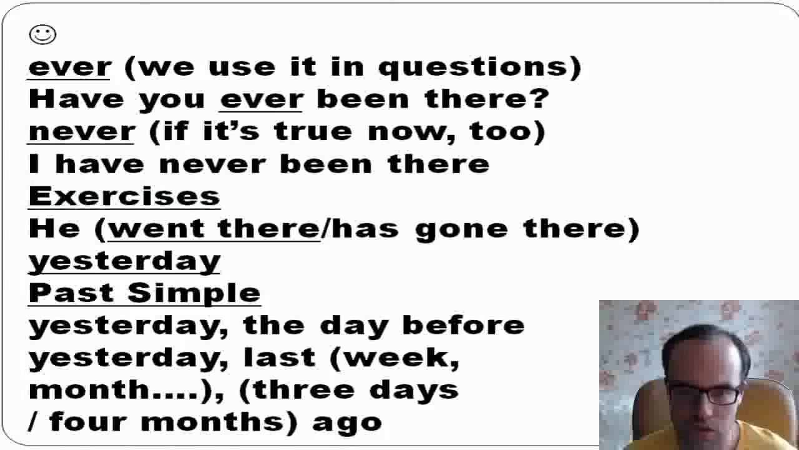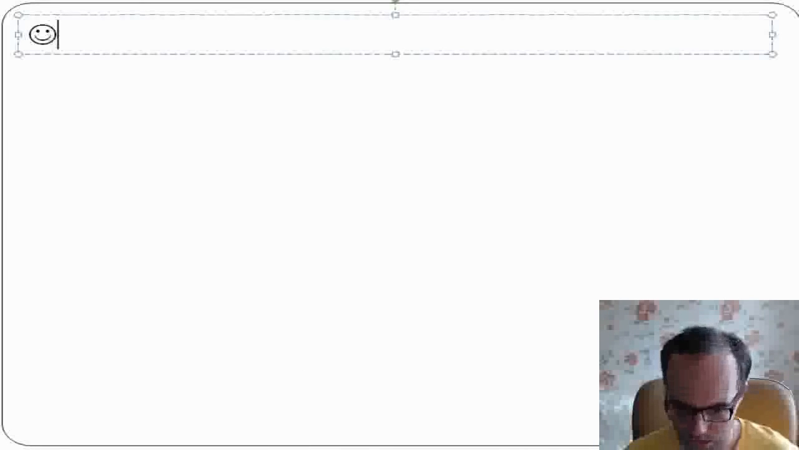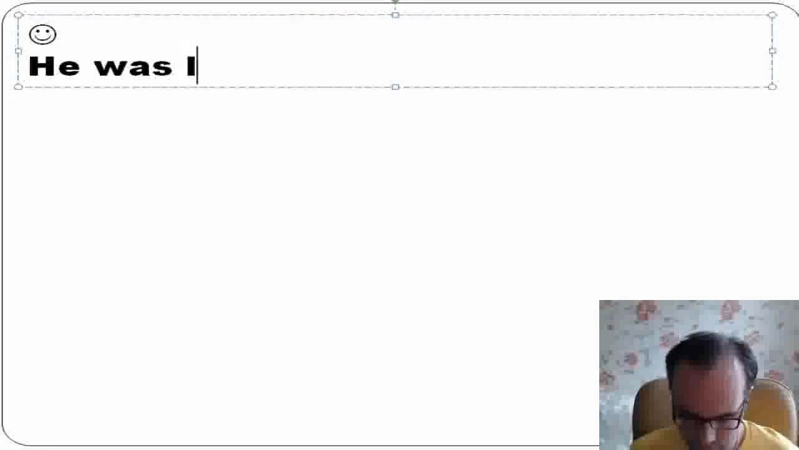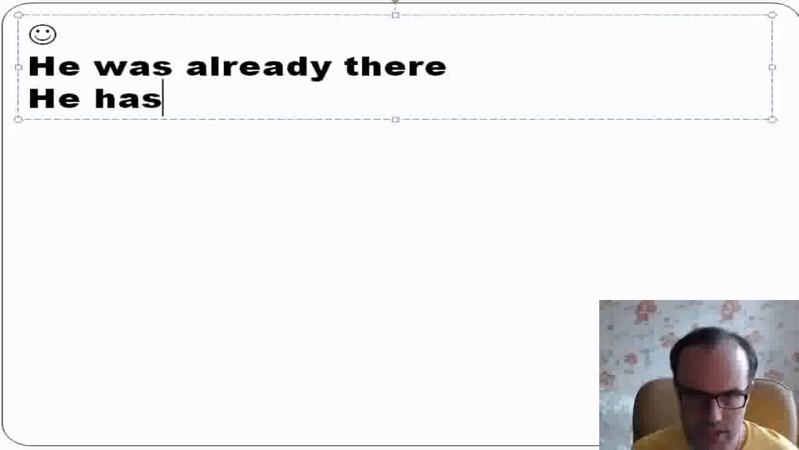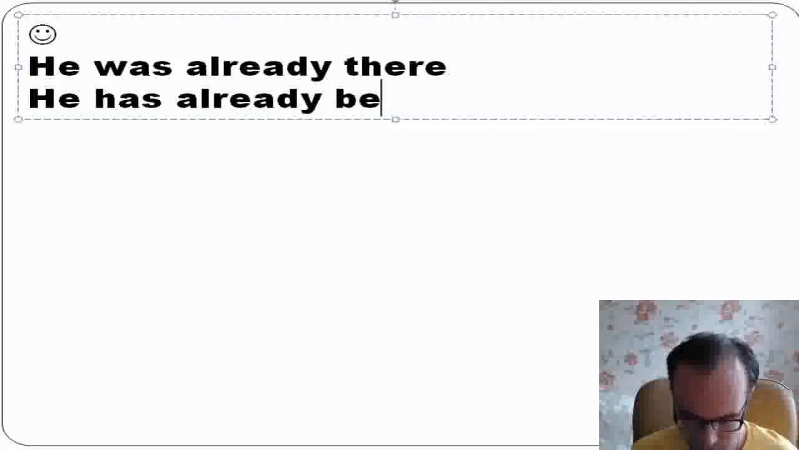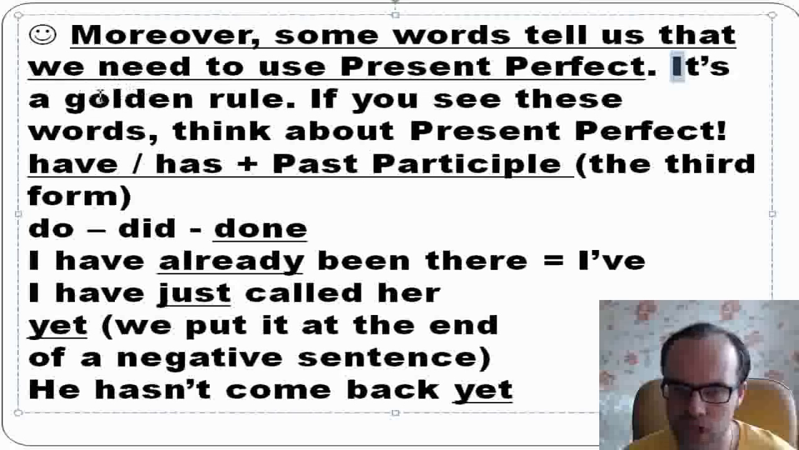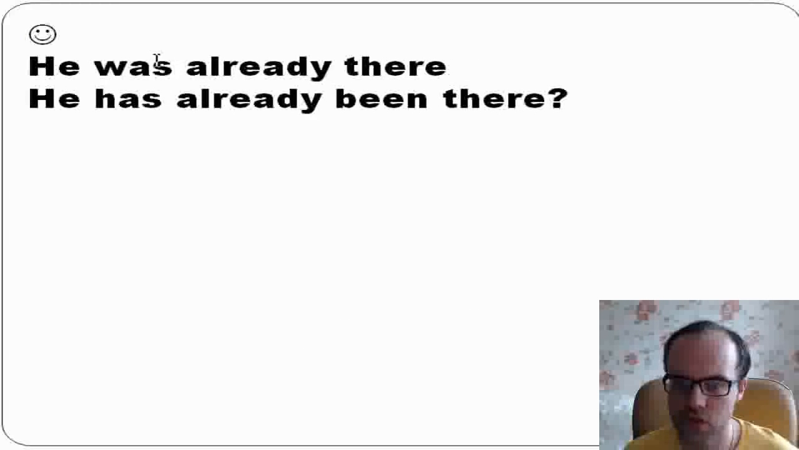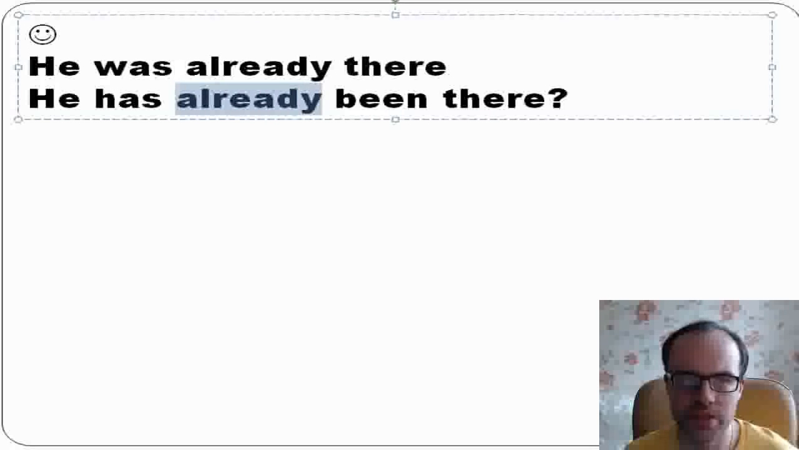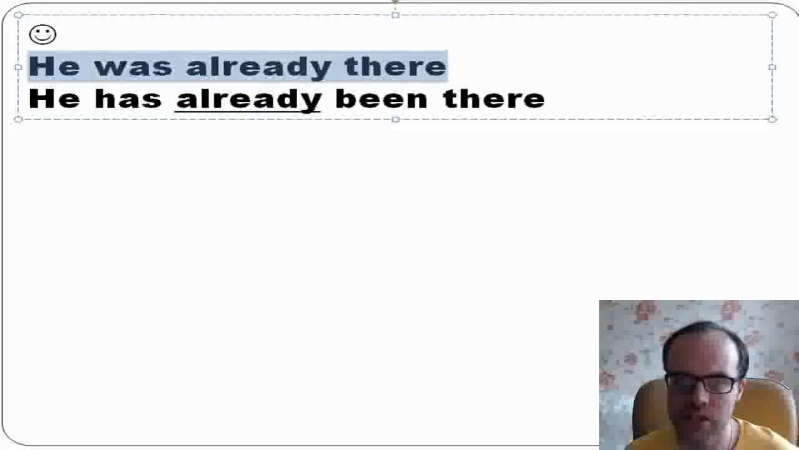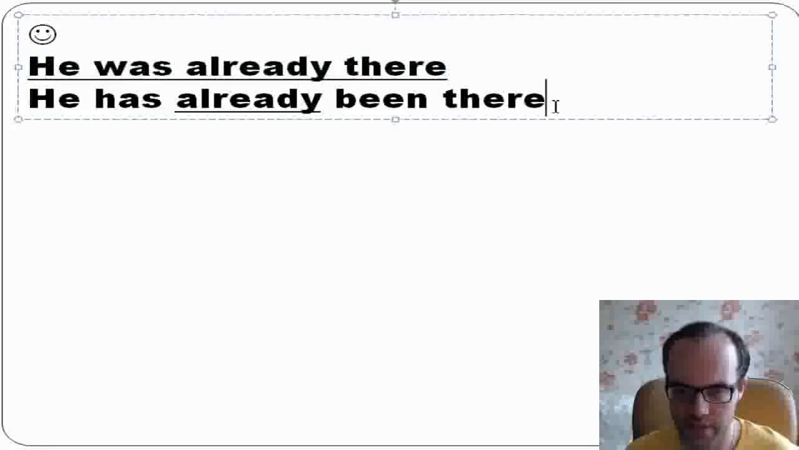No problem. Look, how will you say it? He was already there, or he has already been there? So you see already, and you remember our golden rule. There are some words that tell us that we need to use present perfect, and already is one of these words. So he has already been there. Only this variant because of already. The other variant isn't correct. Okay, very good.